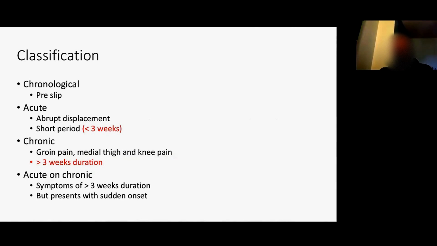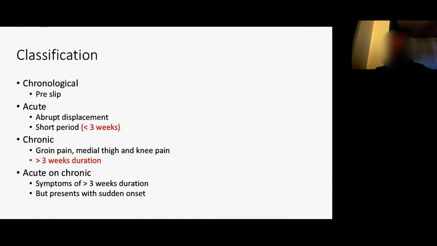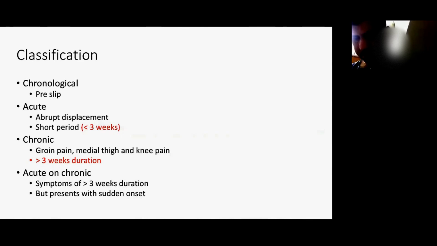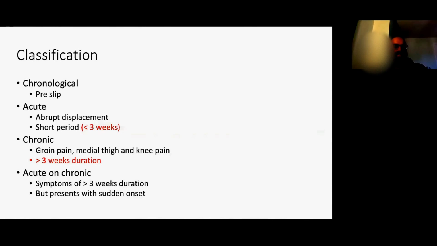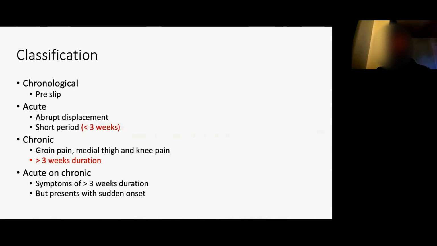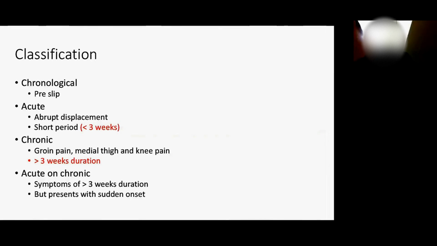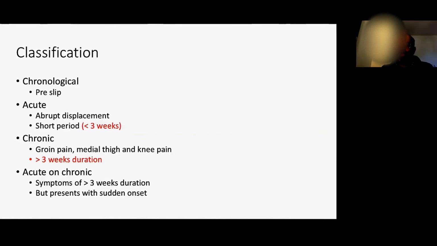Then there can be other classifications like chronological classification, which includes pre-slip, then acute, chronic, and acute on chronic. The difference between acute and chronic is the time and the duration of the symptoms. If there's abrupt displacement in a short period of less than 3 weeks, it is an acute slip. The chronic slip is groin pain, medial thigh pain, knee pain, and presents with more than 3 weeks of duration. And acute on chronic, as the name suggests, the symptoms are of more than 3 weeks duration, but then they present with sudden onset.